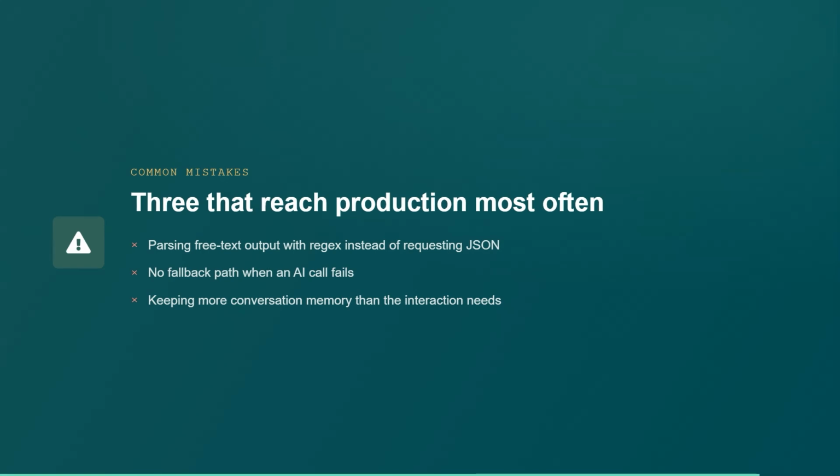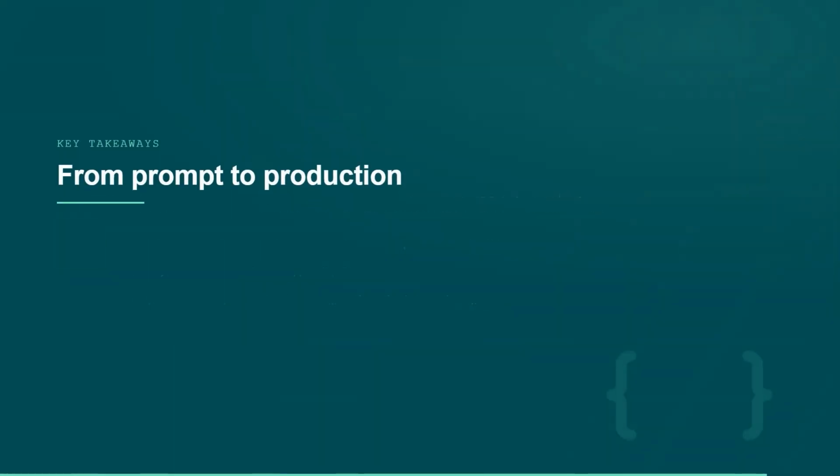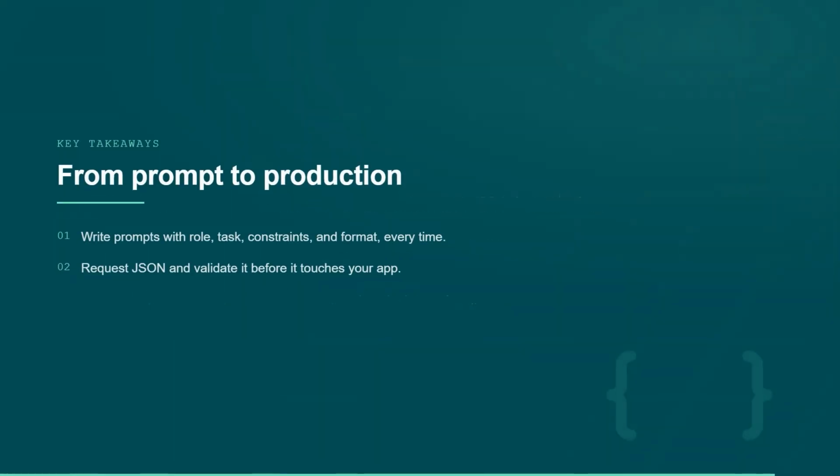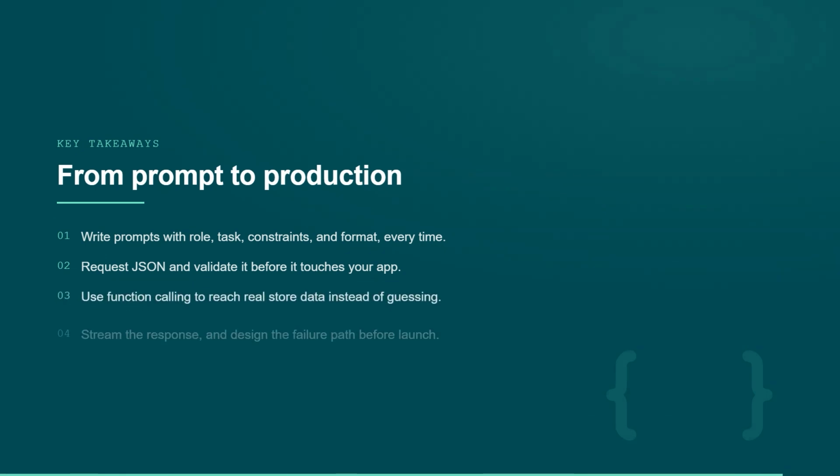To summarize, write every prompt with role, task, constraints, and format. Request JSON and validate it before it touches your app. Use function calling to reach real store data instead of guessing at it, and stream the response with the failure path designed before you launch, not after.